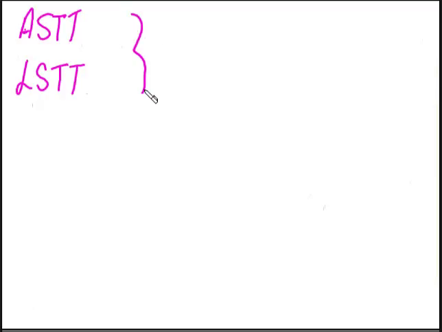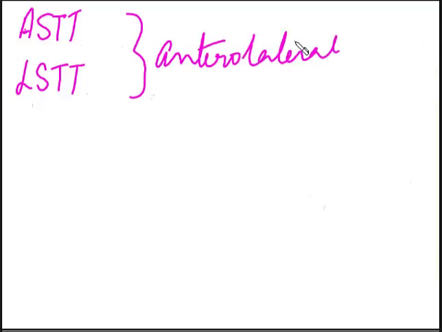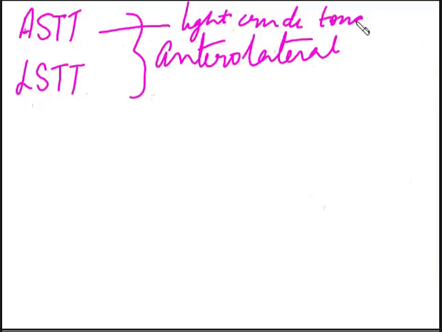Now, I've shown you that there are two spinothalamic tracts. One is called the anterior spinothalamic tract, and there's another one which is called the lateral spinothalamic tract. That's why it's called the anterolateral system, because one is anterior and one is present laterally in the white matter of the spinal cord. Some people believe that the anterior spinothalamic tract is responsible for light, crude touch. You know, just that when you graze your skin and you can feel touch. Whereas the lateral spinothalamic tract is responsible for pain and temperature.